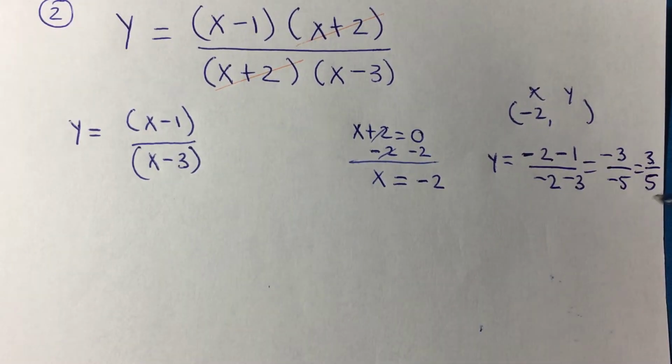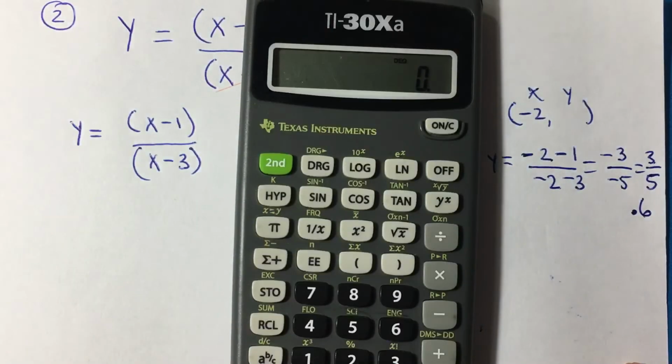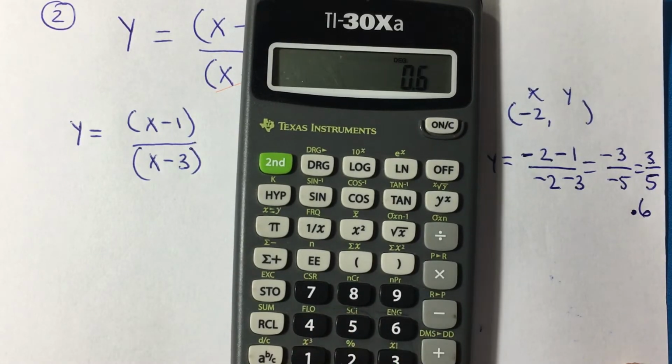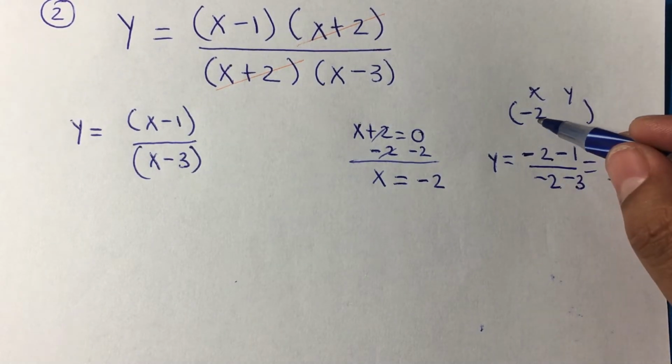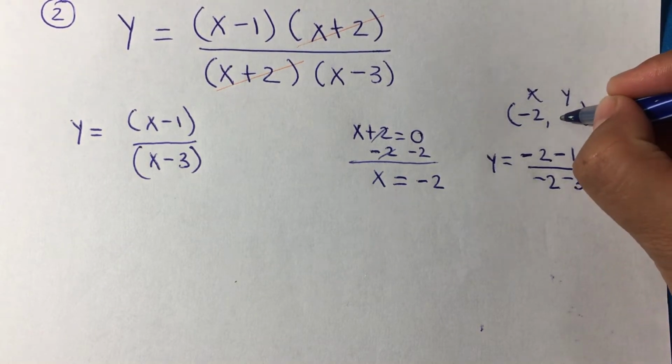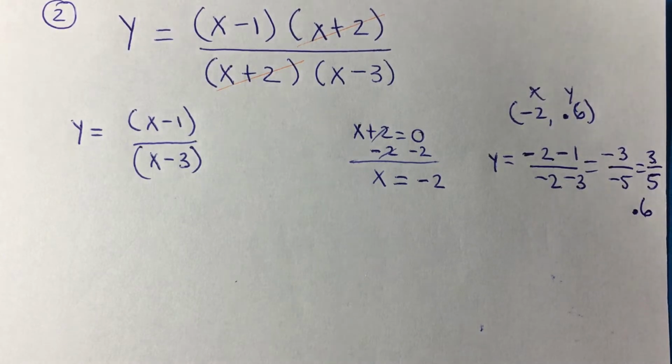When I have fifths, I think of $20 bills. Why? Because 5 $20 bills make 100. What do 3 $20 bills make? It's $60. So this is 0.6 or 0.60. If you notice in here, 3 divided by 5, you get 0.6. So to remember fifths, I think of $20 bills. Okay, so when x is negative 2, my y value will be 0.6 or 3/5. And that's going to be where my hole will be in my graph.